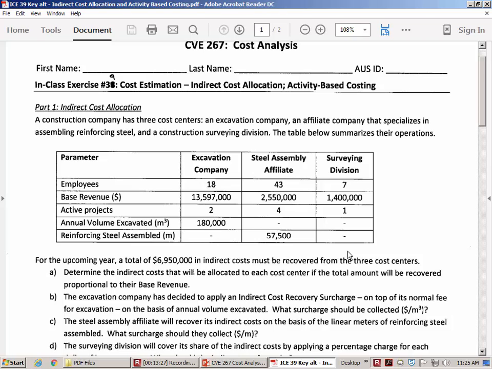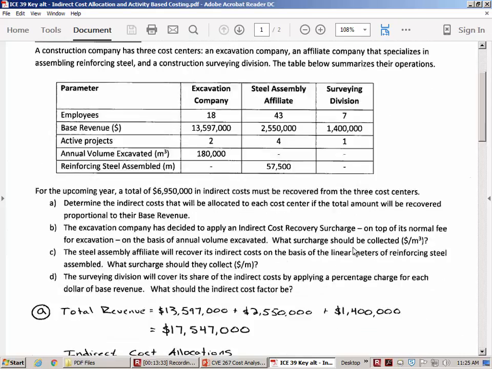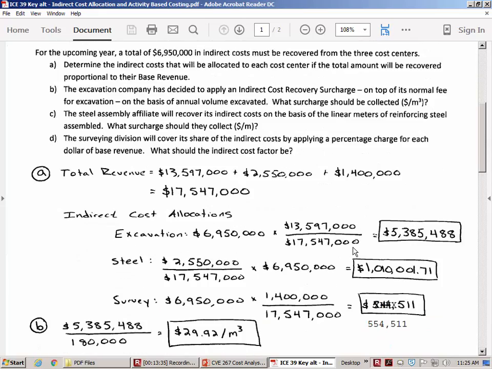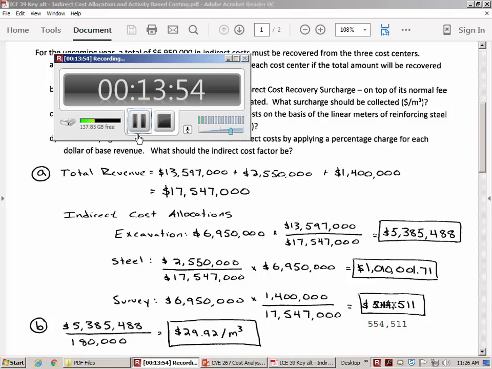So they're having 1.4 million of revenue, and from step A, we found that the surveying crew should be contributing 554,000 to the parent company, and so find what is the fraction that they should pass along to their customers, and that's what you do for part D. Let me pause it again so you can finish on part 1 of the in-class exercise.